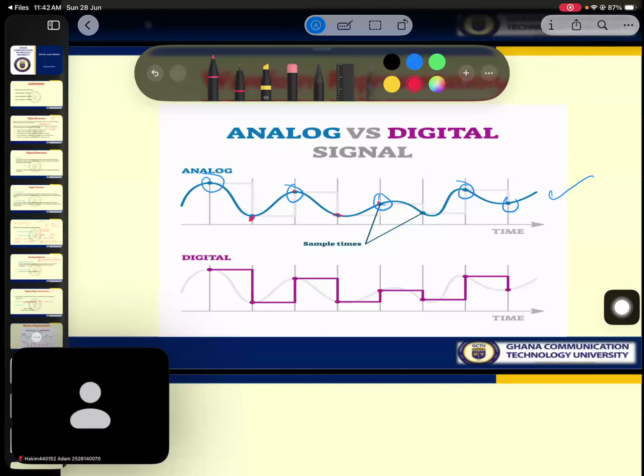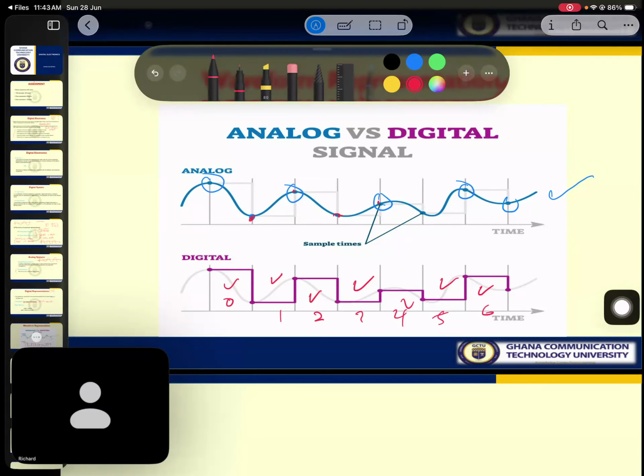But when you look at the digital signal, it changes in steps. It does not take all the possible values. It moves from one level to another level. So it can move from 1, 2, 3, 4, 5, and 6.